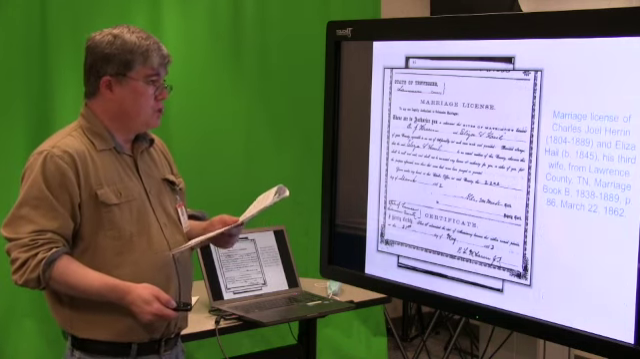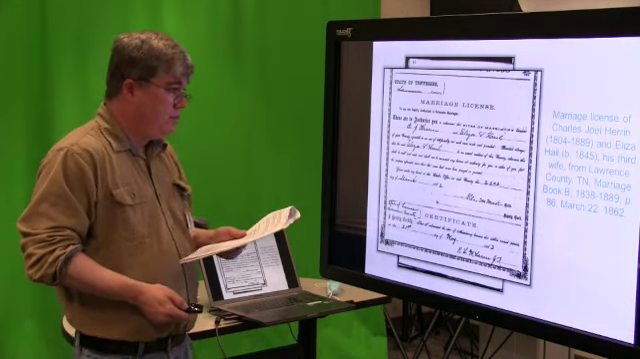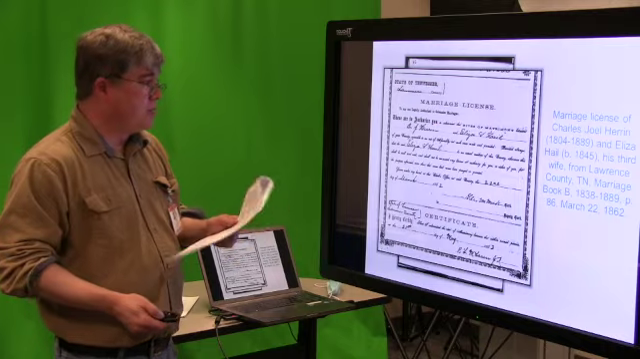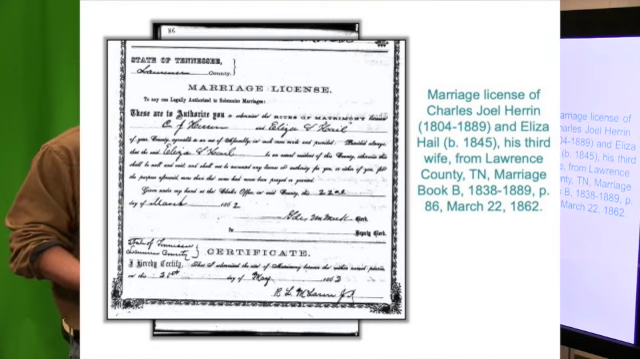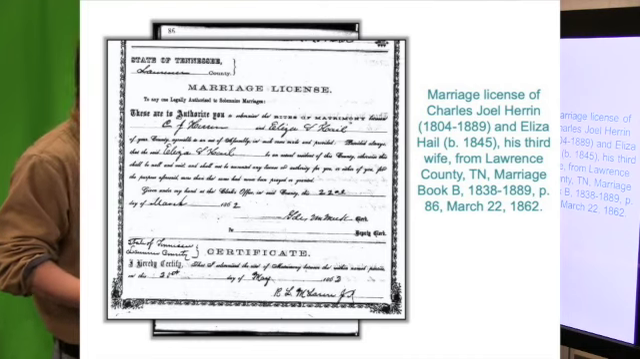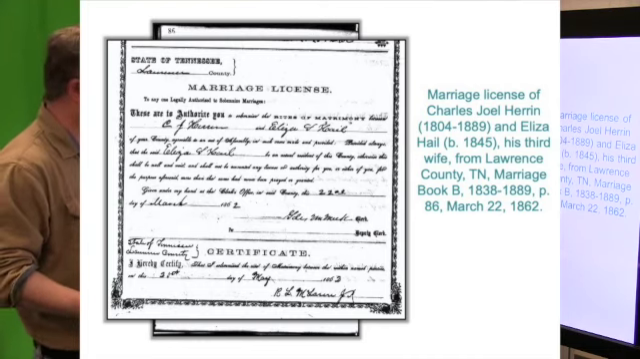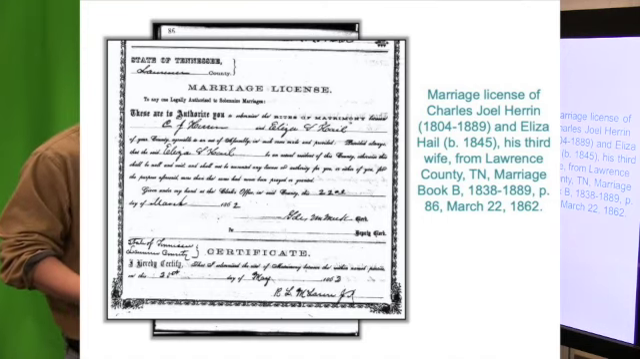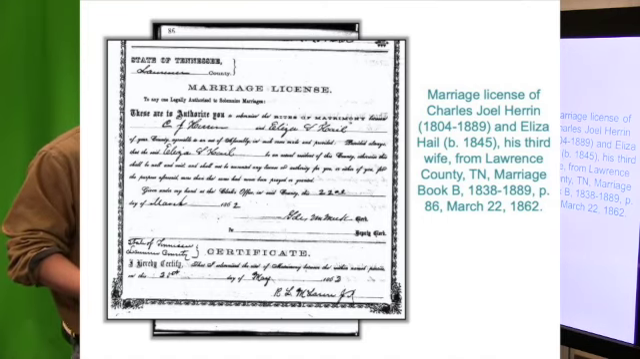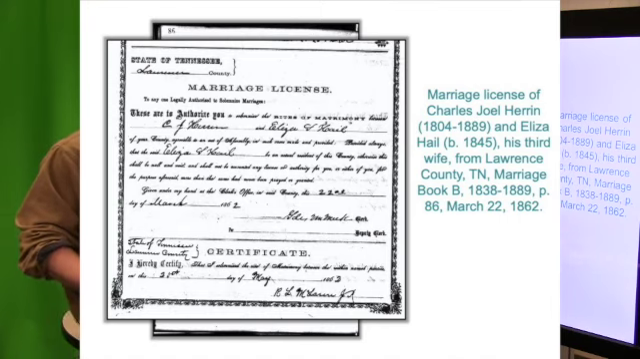Ancestry and Family Search have some marriage records from some states due to licensing agreements and other concerns with the different counties and states. They don't have all the records from everywhere, but they do have some of the Lawrence County, Tennessee marriages for my great-great-great-grandfather Charles Joel Heron and his third wife. They've got 2 or 3 of his marriages from Lawrence County, Tennessee on there.